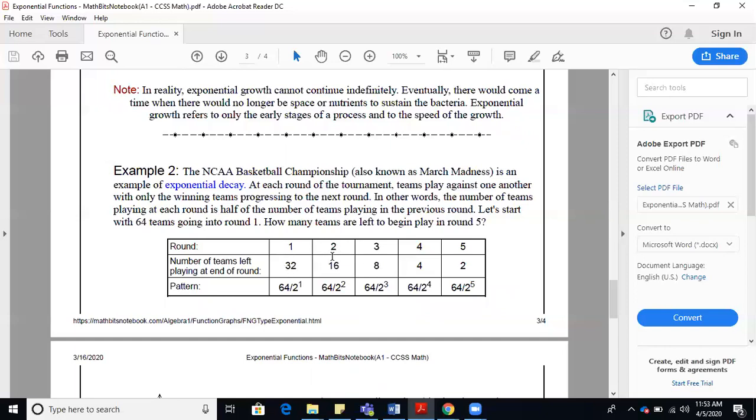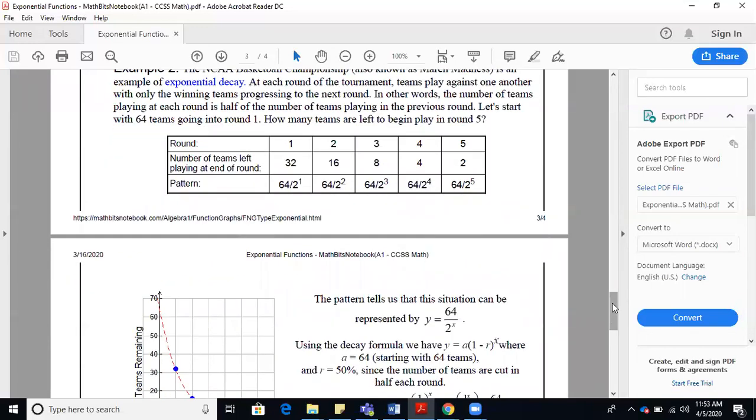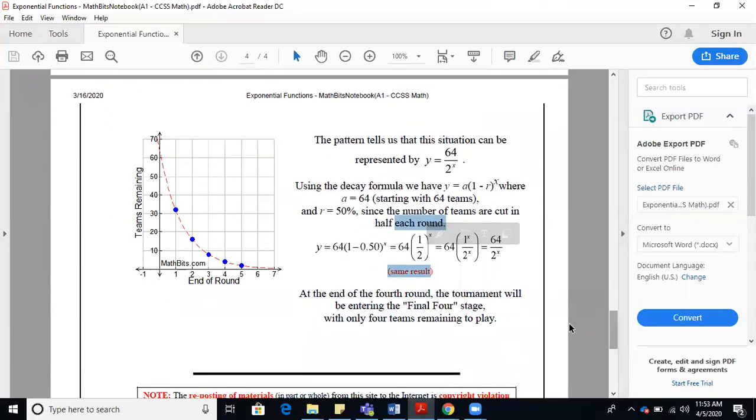After your second round, you're at half of 32, which is 16. Third round, you're at half of 16, 8 teams, 4 teams. And how the function with that would look was you have 64 initially. You're going to start off with 64, and then you're halving it each time. So here's the formula right here. Your function will be 64, and you're halving it each time as you raise it to your round x, okay?